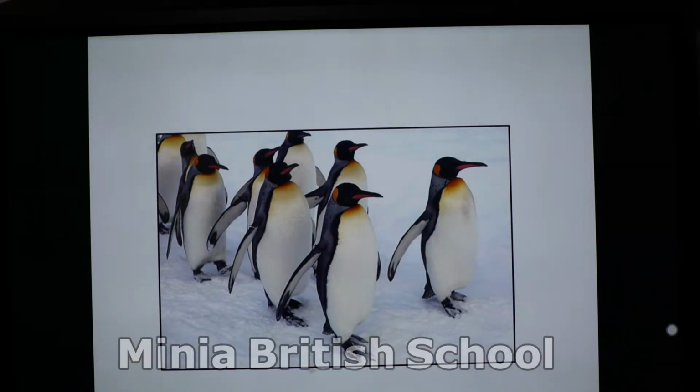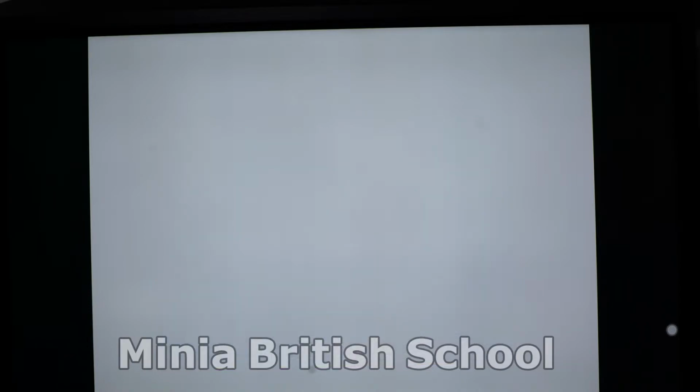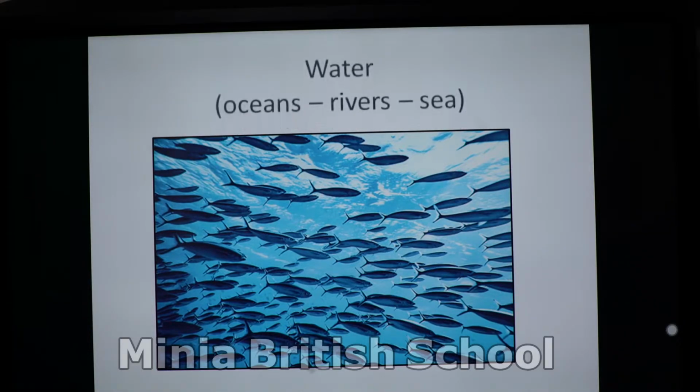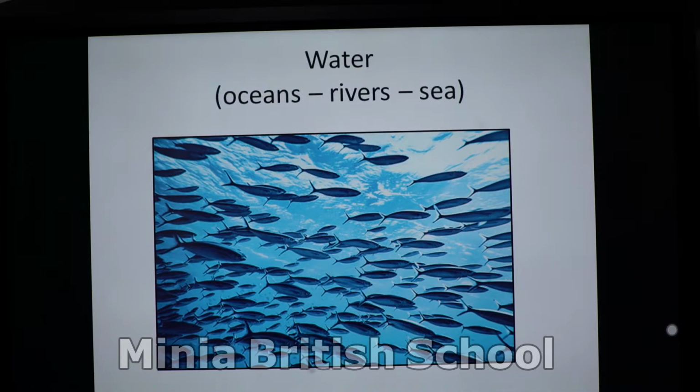Okay, what else? Try to guess this habitat. Yes, it's snow. Some other animals can live in snow, such as penguins and polar bears. Okay, what else? Of course, you will know this habitat. It's water. Oceans, rivers, or sea. Different animals can live in water, such as fish, sharks, and whales.